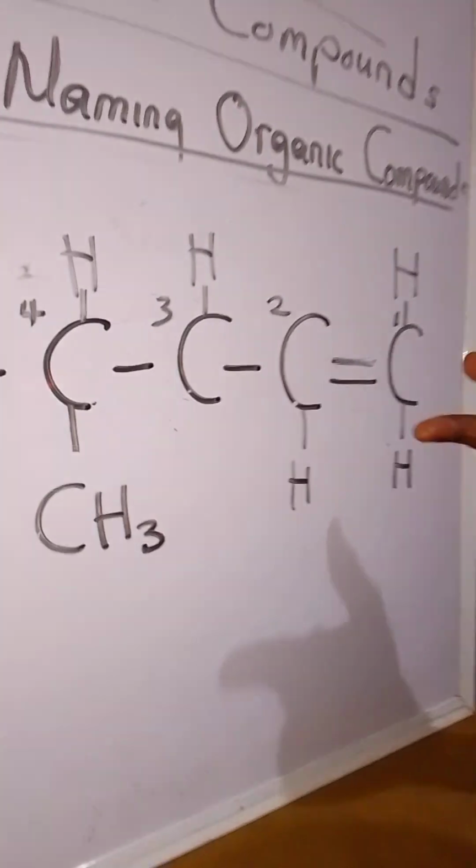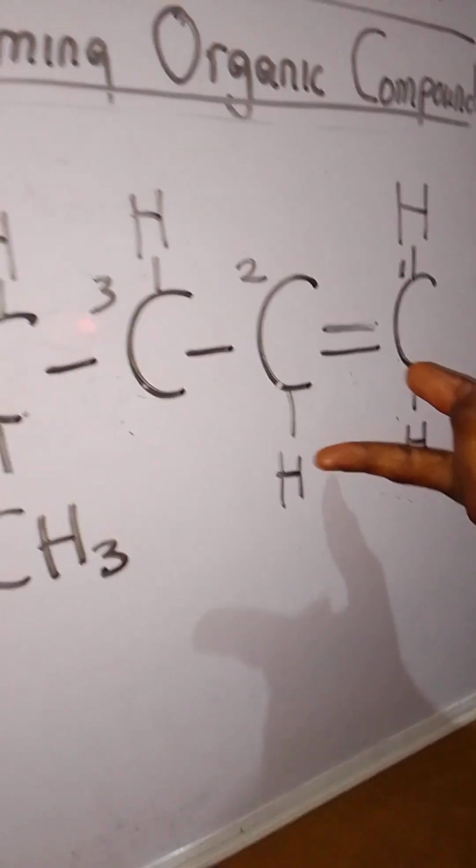And the last one is to combine all the names together. Both the parent name and the substituent, combine them together as a singular name. Now let's get this into the practical form. This is the same compound we have been using, right?